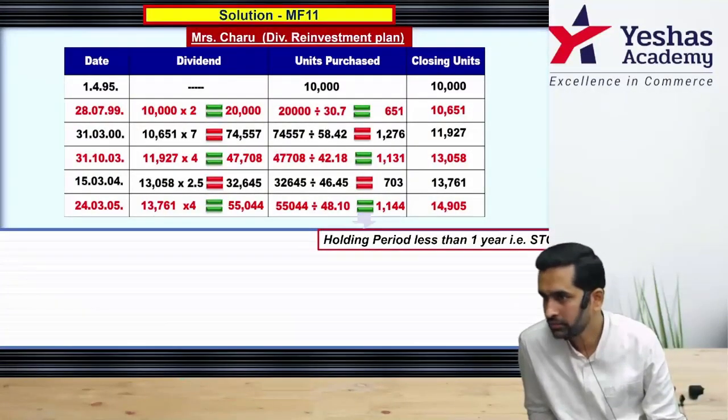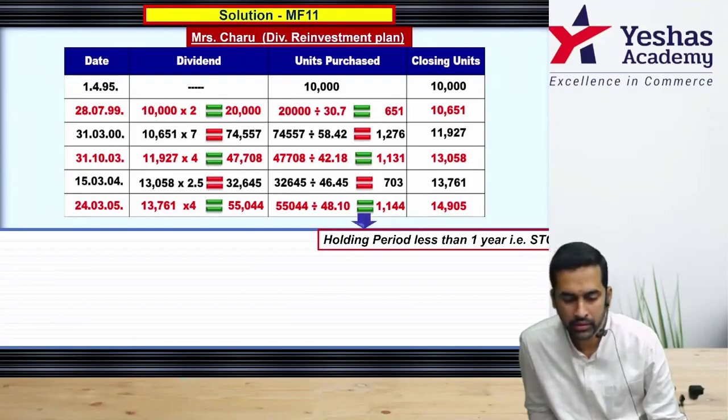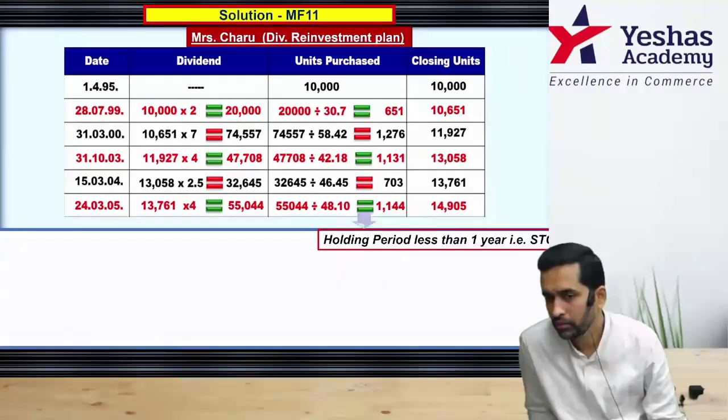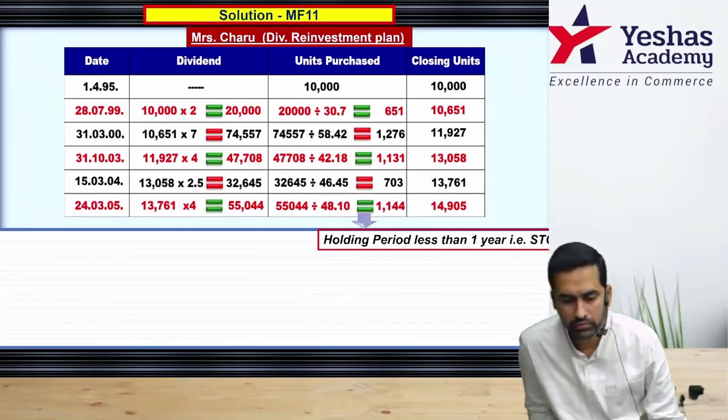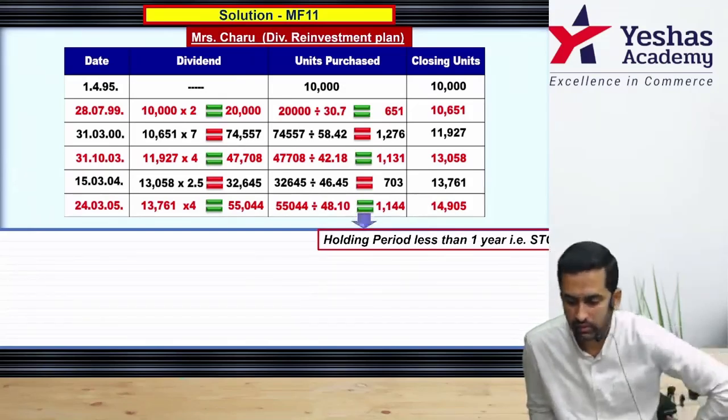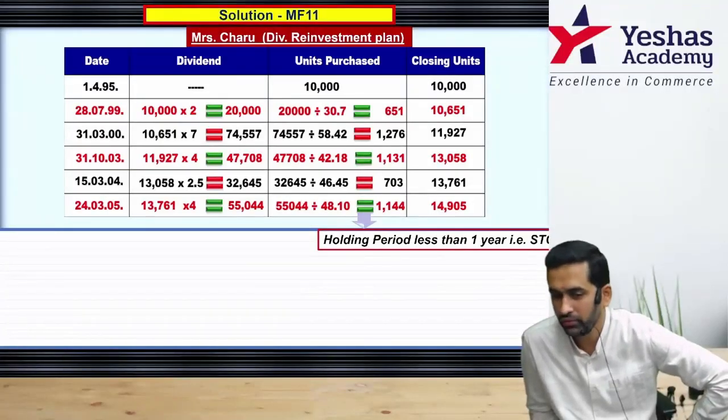I'll discuss. Let me know once you're done till 14905. Because of rounding off, you may have 1 or 2 units difference. Anyone who is not rounded off, what's the number you have? 905.